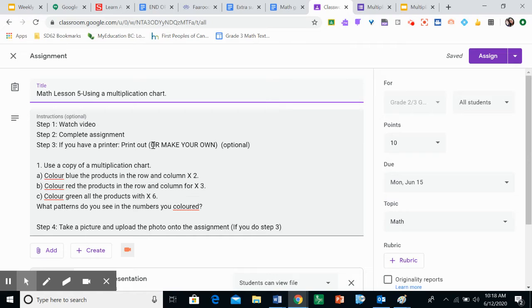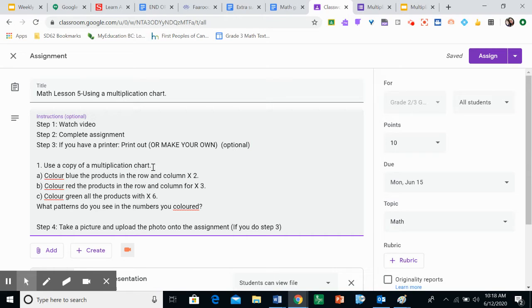If you don't have a printer, but you'd still like to do it, you can make your own. I would recommend using a ruler, and if you have graphing paper, you can. But if it's too much, just know that it is optional, okay?